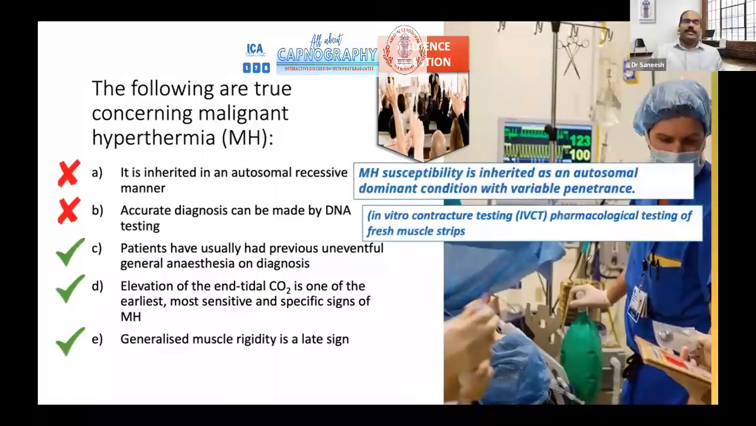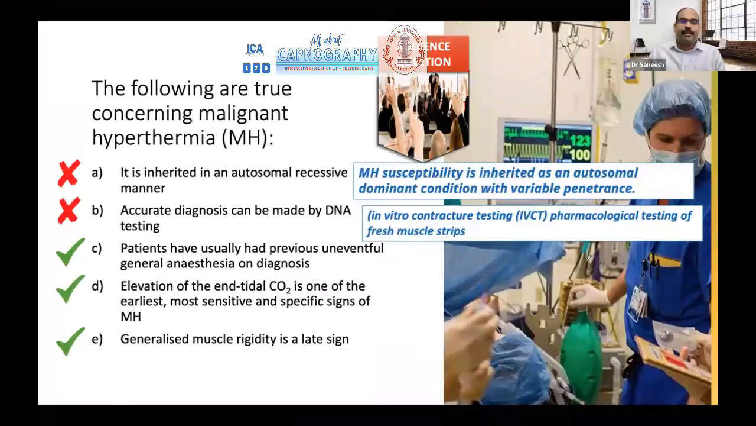So this is the audience question response. I think one or two of our viewers have correctly mentioned option E and option D. But for clarification, statement A, that it is inherited as an autosomal recessive condition, is wrong, because it is inherited as an autosomal dominant condition with variable penetrance.